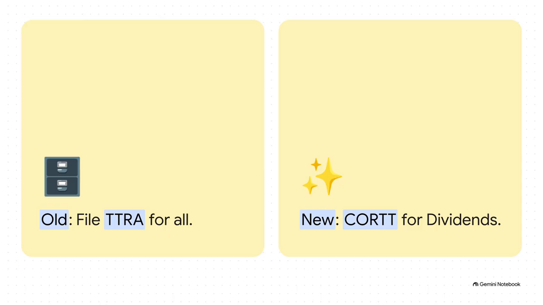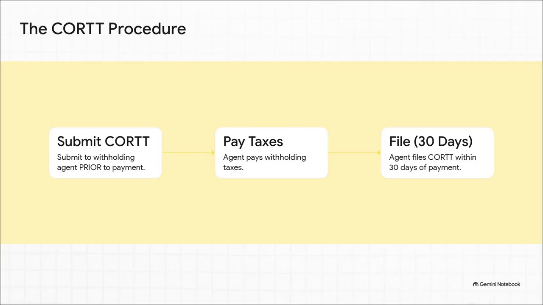But under the newer system, RMO 8-2017, if you were dealing with dividends, interest, or royalties, memorize that specific trio right now, you no longer file a TTRA. You submit the newly created CORTT form instead. Now here is the exact CORTT procedure, and the absolute most critical factor here is the timeline. Follow this exact flow for the boards.